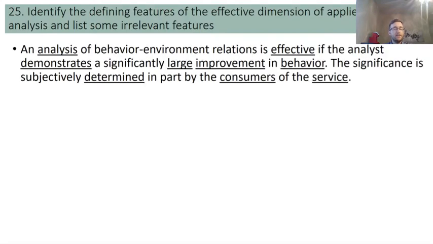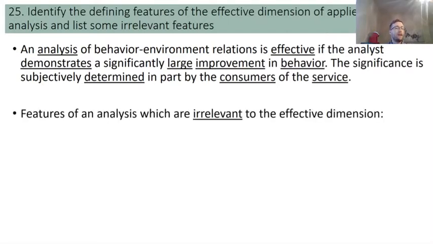Okay, objective 25: identify the defining features of the effective dimension of applied behavior analysis, and list some irrelevant features. So the mnemonic was A, B, A, T, C, G, and we've covered the applied dimension, behavioral dimension, analytic dimension, technological dimension, conceptually systematic dimension. Now we're on to effective. An analysis of behavior-environment relations is effective if the analyst demonstrates a significantly large improvement in behavior. The significance is subjectively determined in part by the consumers of the service.